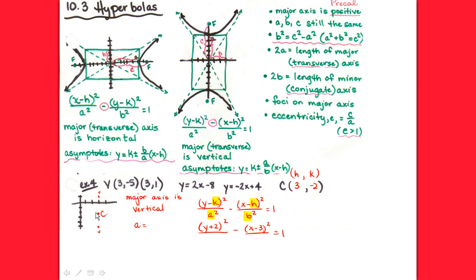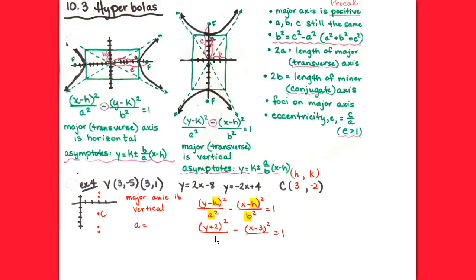And we also can slot it in here. We're putting the 3 in for H and the 2 in for K. Be careful that you don't put those in the reverse order. The 3 in for H being subtracted from X, and the 2 in for K being subtracted from Y.